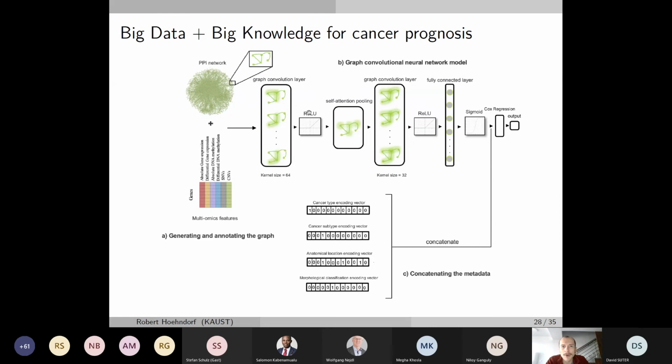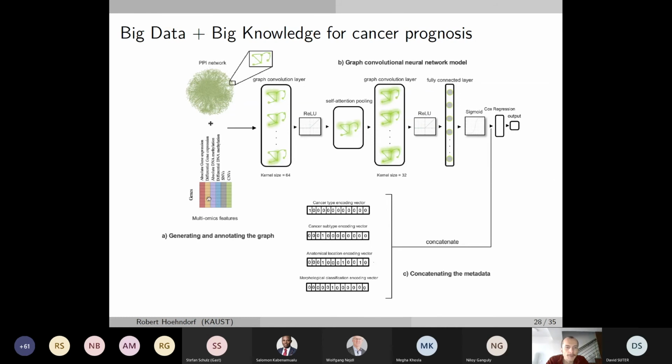We can then use a graph convolutional neural network if we have this graph-based representation together with an attention mechanism where we can use self-attention pooling. Again, we can use graph convolution and so on. And here, what we are building is a model that predicts survival. So it's a prognostic model, or a survival model for cancer.